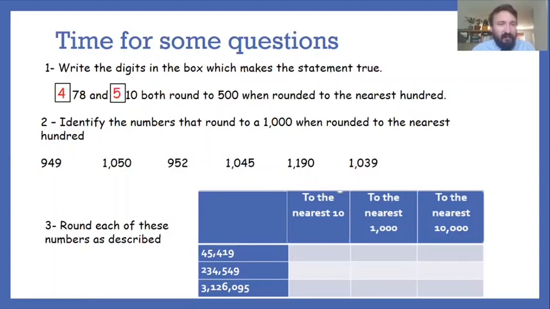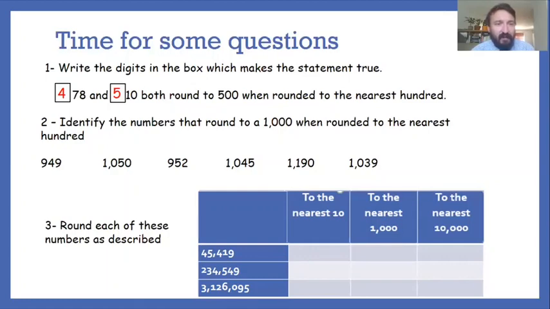Okay, so let's have a look. If you had 478, I'm going to make the 4 my star number. Then I'm going to look at my decider, which would be 7 in this instance. That would then round the 400 up to 500. So 478 would be fine. And then if you were to look at 510, obviously 5 is going to be the star number, and the decider is the 1 in this instance, and 1 is definitely below the 5. So we would round that down to 500. So the correct statement would be 478 and 510 both round to 500 when rounded to the nearest 100.